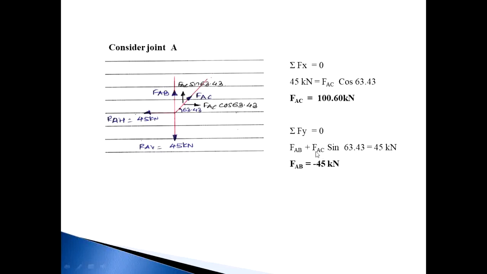So put the FAC value in this equation, the only unknown is FAB. So FAB will be minus 45 kilonewton. The minus sign indicates that whatever we assumed, the assumption was wrong. So for FAB, we assumed tension, but the negative sign indicates that in member FAB there is a compression force.